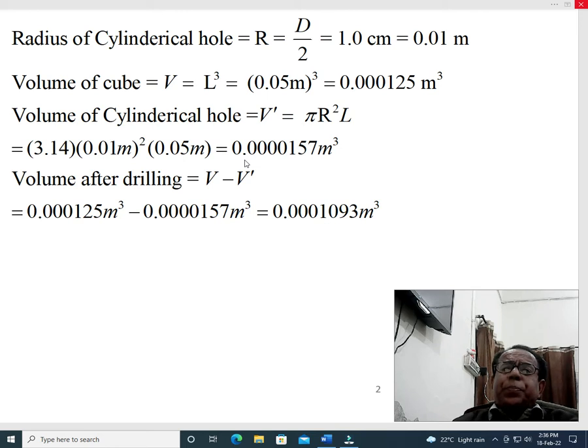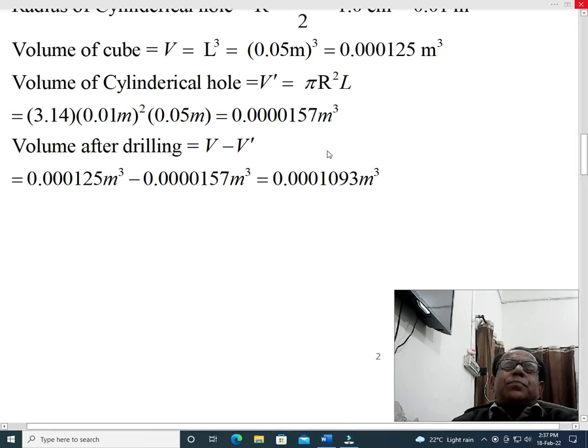Here again the same situation arises, that we can write this figure in several forms according to our own choice. It can be written as 0.157 into 10 raised to the power minus 4 meter cube. Similarly, it can be written as 1.57 into 10 raised to the power minus 5, or 15.7 into 10 raised to the power minus 6, or 157 into 10 raised to the power minus 7 meter cube. It does not make very much difference.